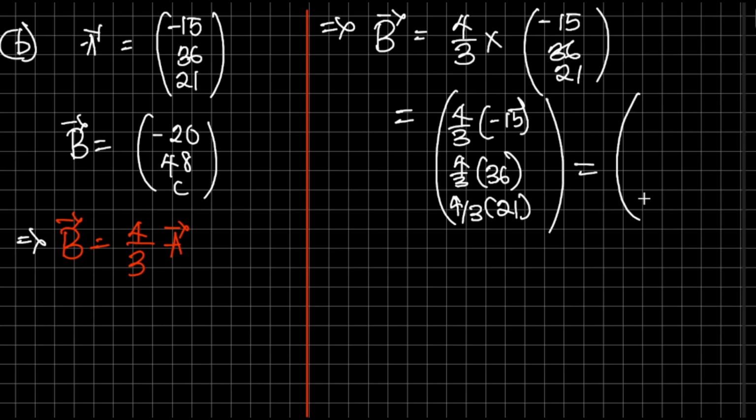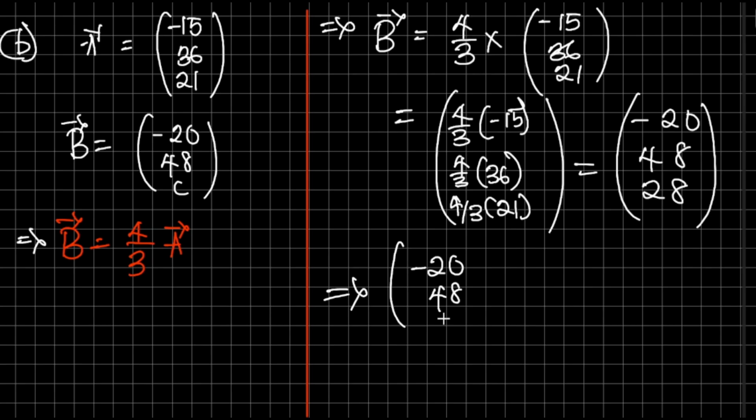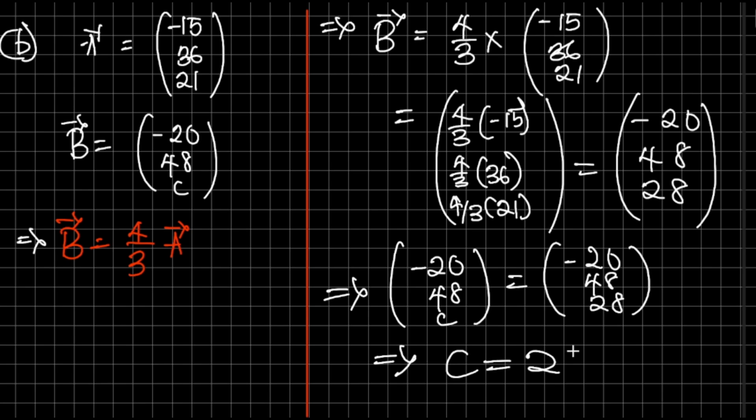and that will be equal to 3 in 15 is minus 5, so we have minus 20. 3 in 36 is 12, 12 times 4 is 48. 3 in 21 is 7, 7 times 4 is 28. So if we compare the values, we have minus 20, 48c equals minus 20, 48, 28, and therefore c equals 28.